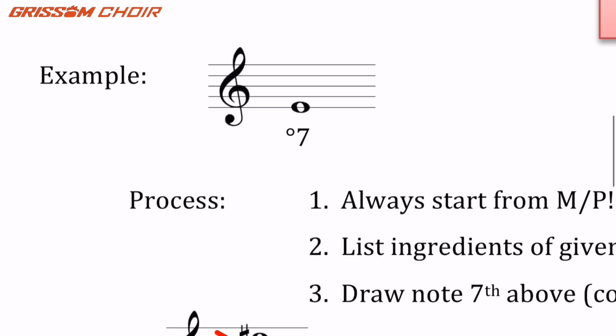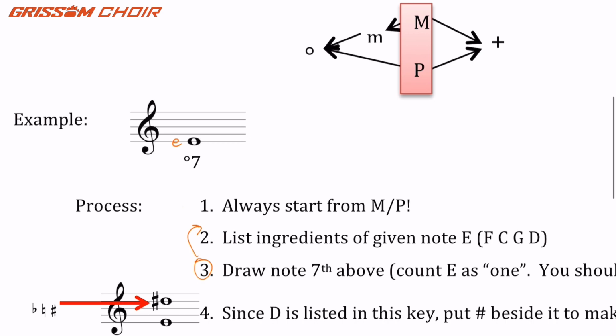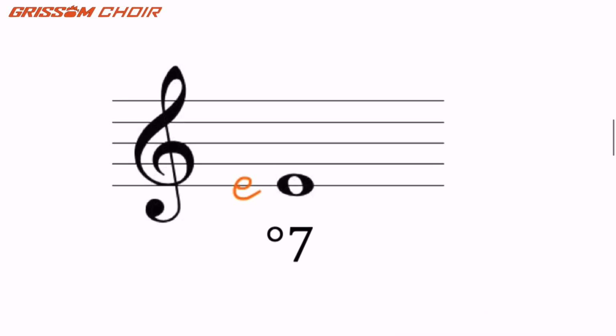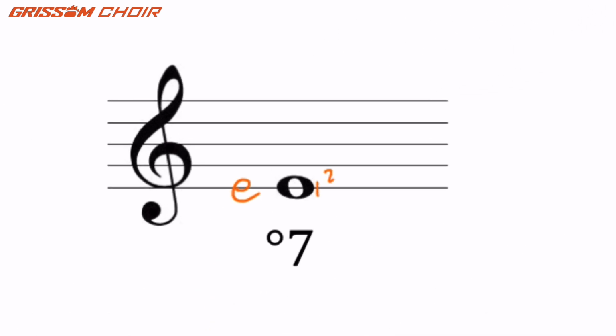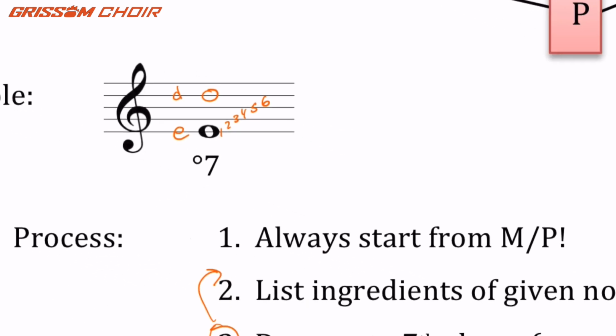This first example, we are looking for a diminished seventh above that bottom note. That bottom note is an E. So remember this process. I always like to do number 3 above number 2. So we always start from the perfect interval or the major interval. Draw a seventh above E. We count that bottom note as 1, 2, 3, 4, 5, 6. A seventh above E would be some kind of D.